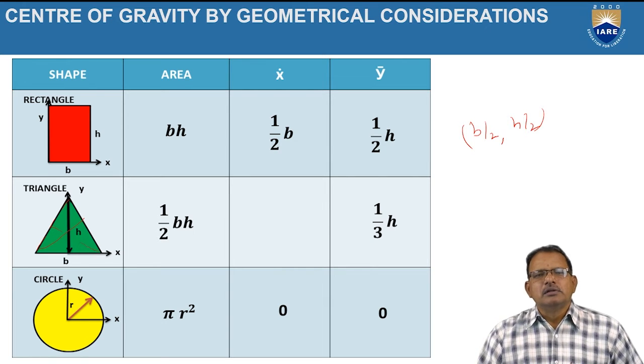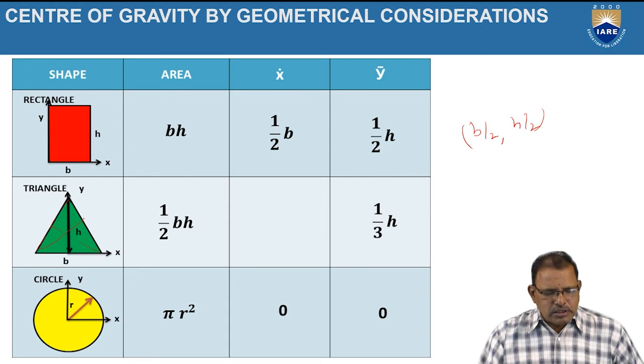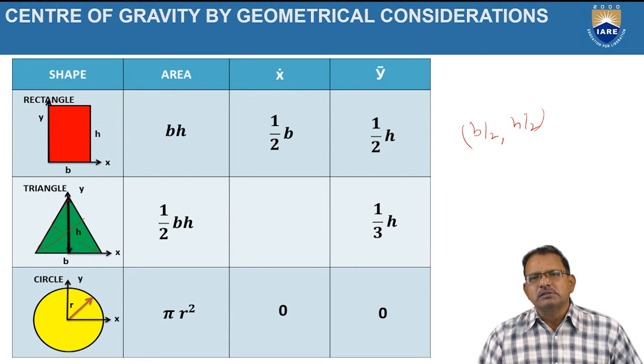circle. The circle having a radius equal to R. The area of the circle is given by pi r square. Since it is symmetrical with respect to the x-axis and y-axis, hence the intersection of the reference lines is treated as the position of the centroid.